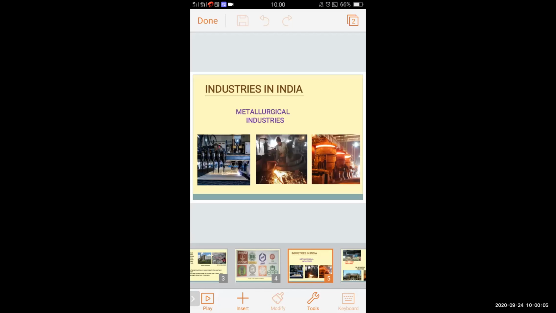There are a large number of industries in India because of very good conditions: a favorable climate, a favorable environment for the raw material to grow, and raw material production on a large scale. So there is an increase in industries in India. Various minerals are found in India in different states.